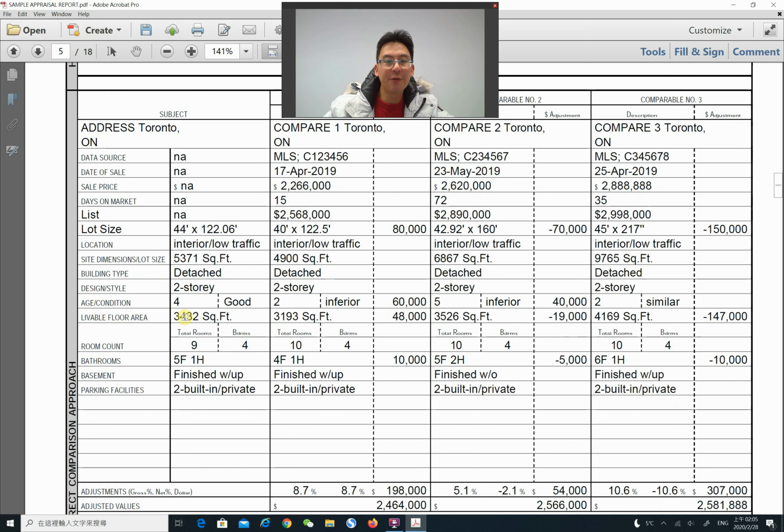Again, the livable floor area, this one is 3,400 square feet compared to 3,200 square feet. This is cheaper. So this sold for $2.2 million, but it's a smaller house. So you should add another $48,000 there, right? So all these numbers, if it is a positive, then you should add it back to the sale price, right? Because this is a smaller house, but still sold for $2.2 million. It's an inferior house and it's a smaller lot house, right? So all this adds back to here.